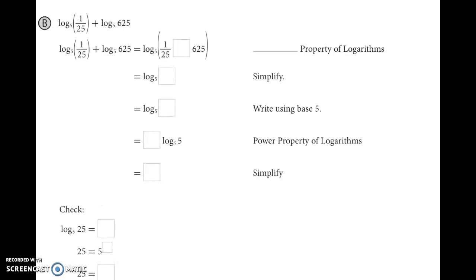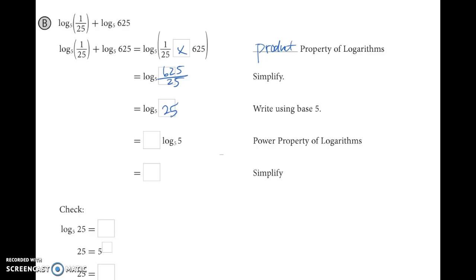All right, for part B, we're going to go ahead and simplify this just like we did in part A. And so when we have a plus, we're doing product property of logarithms. And so we're going to take the two arguments, 1 over 25 and the 625, and multiply them together. So we're going to multiply these, and that is called product property. So when we do that, we get 625 over 25. And if we simplify that, you can think about this as how many quarters go into $6.25, or you could say 625 divided by 25, which is 25.